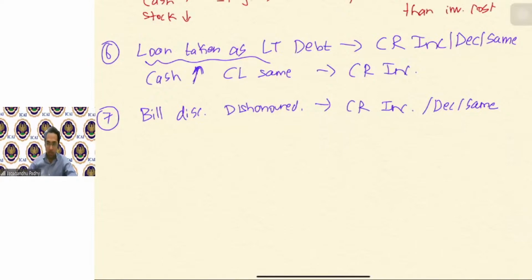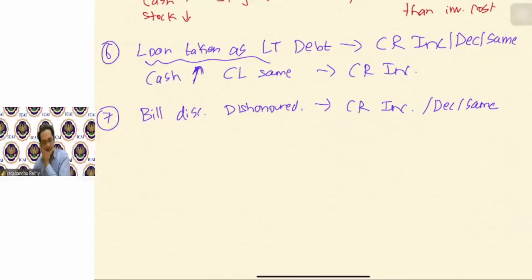Taipa Virali is asking me when we take a loan, liability also increases. Liability increases, but it's a long-term debt. So if it's a long-term debt, that doesn't come into the current ratio. Long-term debt is not a current liability. So that's not considered over here.